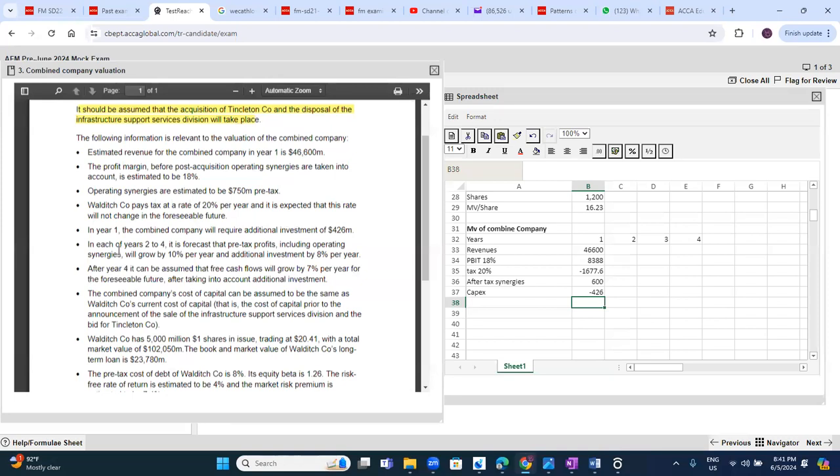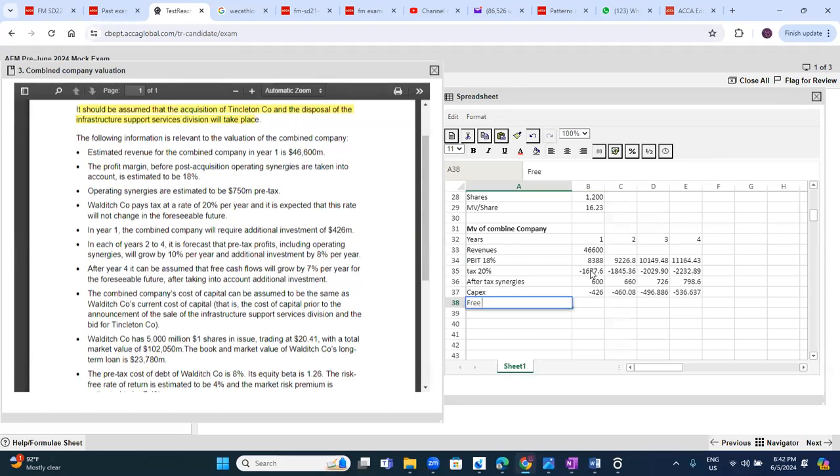Then it is written in year 2 to 4, the forecast that pre-tax profit, including synergy, will grow by 10% and additional investment by 8%. So these two will grow by 10% and this will grow by 8%. So this one into 1.1 for next 4 years. Tax is simply the application of these. After tax synergy will also grow by 10%. But the capex will grow by 8%.